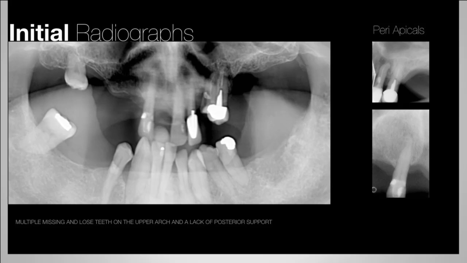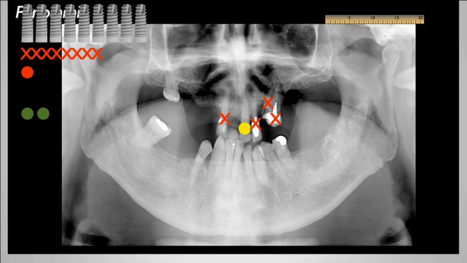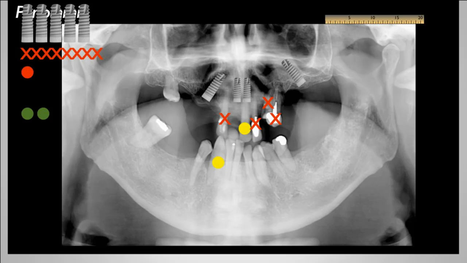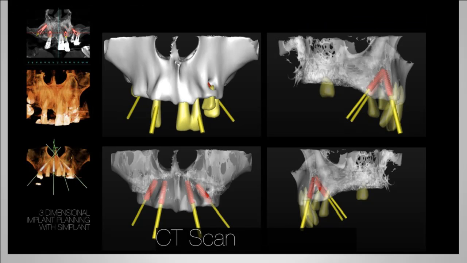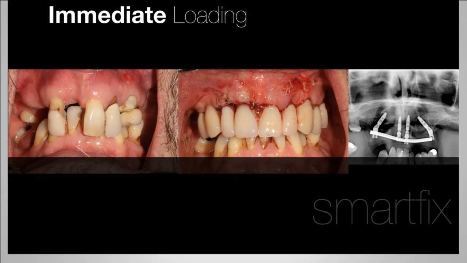What you can see on the initial radiographs is, again, a failing dentition apart from the upper 6. So the treatment plan has been to remove the remaining upper teeth, to use angled implants, and to immediately load on the day. This is the planning that we've carried out, and you can see the 4 angled implants in place. On the day, we removed the teeth, placed the implants, and put some sort of splinting or retention bar in place, and that's on the day of loading.